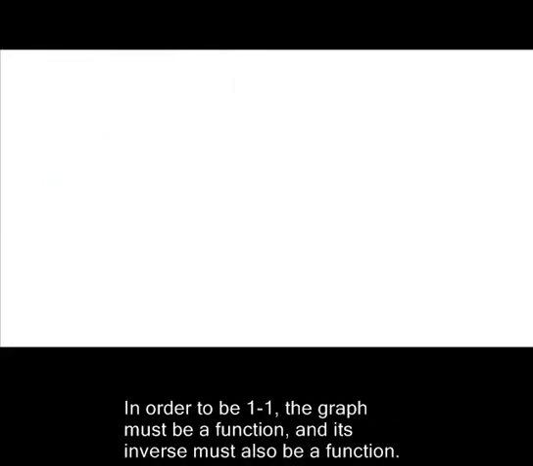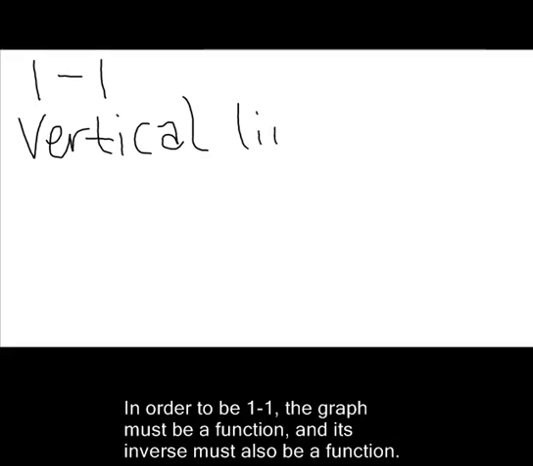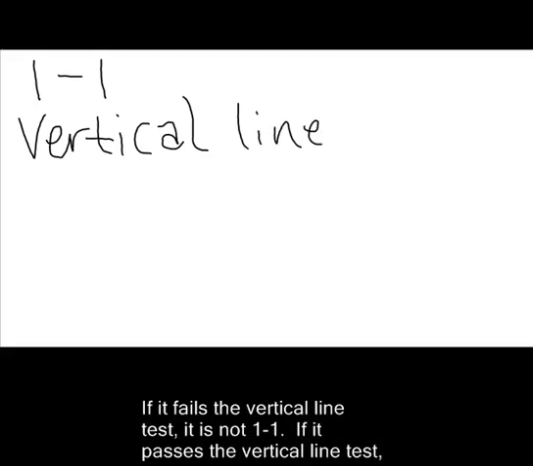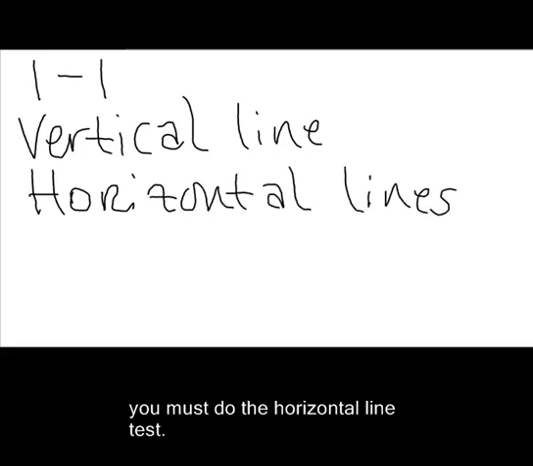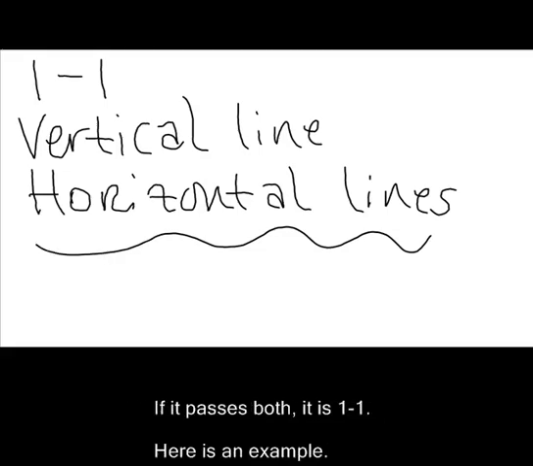Now, in order for something to be one-to-one, that graph must be a function, and its inverse must be a function. So, to tell if something is one-to-one, you need to perform the vertical line test. If it fails the vertical line test, it's not one-to-one. If it passes the vertical line test, then you perform the horizontal line test. If it passes both the vertical and the horizontal line test, it is one-to-one. So let me give you some examples.